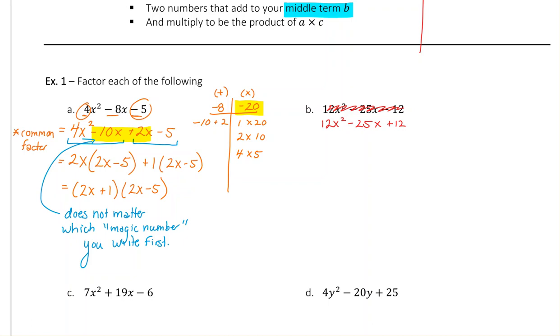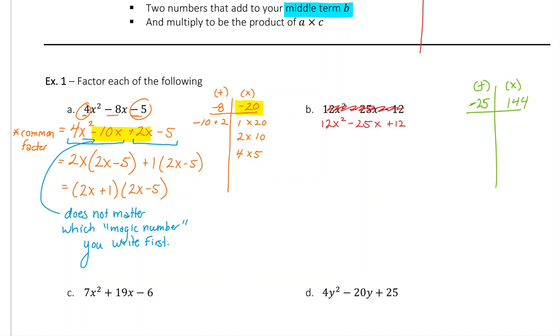Let's look at our second problem here. 12x squared minus 25x plus 12. Same thing, let's set up our t-chart here. Now, our b value is negative 25. We're trying to add to that, and we're multiplying a times c. Well, a is 12, and c is 12. 12 times 12, that's 144.